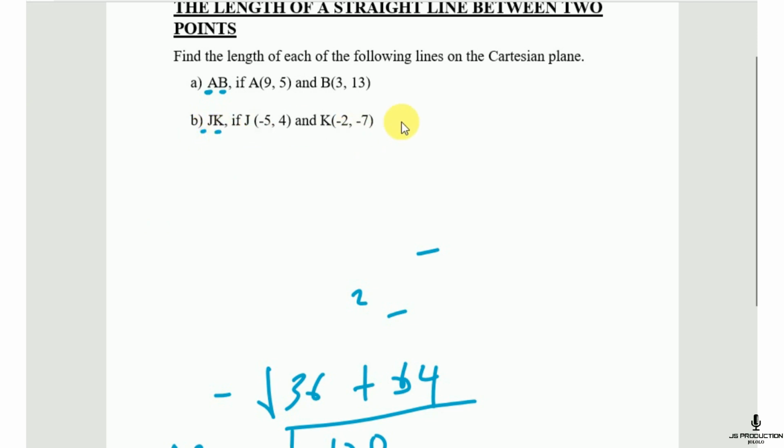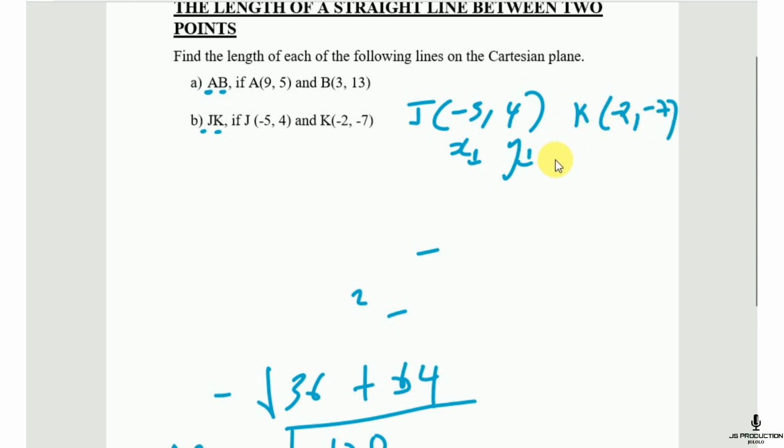Since the line is starting at point J, those coordinates, we have negative 5,4, and this will be x1 and y1. And those of K, which are negative 2, negative 7, this will be x2 and y2. So you can finish up answering this question. Just write up the formula and replace these numbers in the formula.